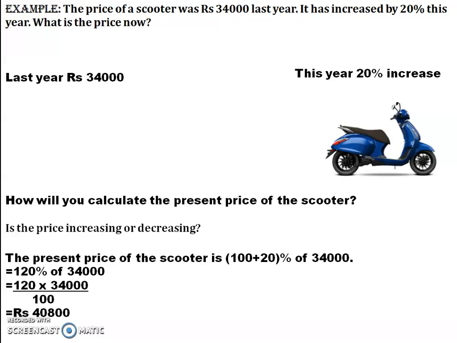Can you calculate how much did it increase? You can subtract 34,000 from 40,800 or just do 20% of 34,000. That will be your increased amount. So the final answer that you got is rupees 40,800. The next question.